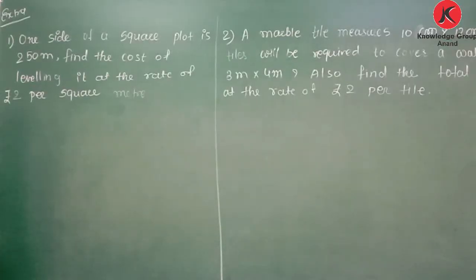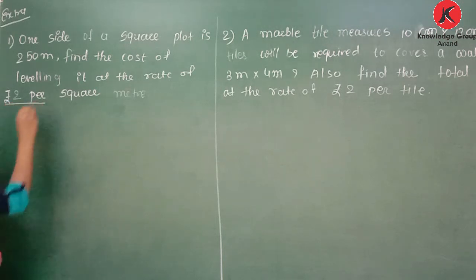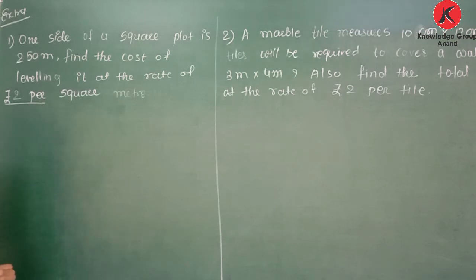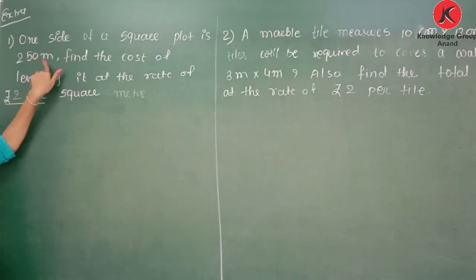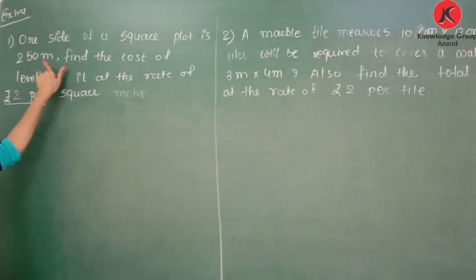Now let's take two extra examples. So here one side of a square plot is 250 meter. Find the cost of leveling it at the rate of 2 rupees per square meter. The cost we need to find; for 1 square meter, it is 2 rupees. Now it is a square plot whose side is 250 meters. So we can find the area of the square plot by multiplying 250 with 250.